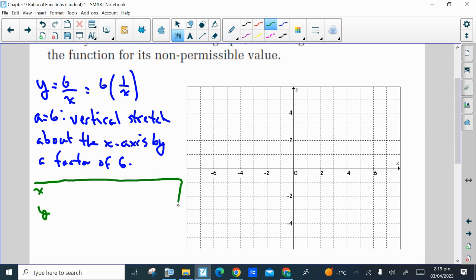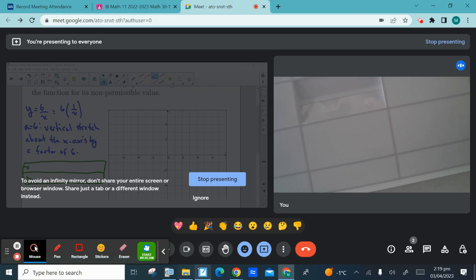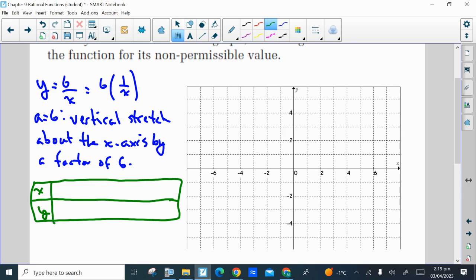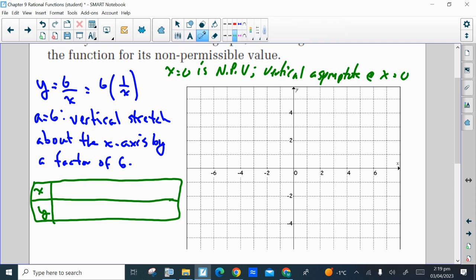Once again, 0 is still a non-permissive value. Let's write it up here. X equals 0 is a non-permissive value, and so we're going to have a vertical asymptote at x equals 0. So we can put that in there.